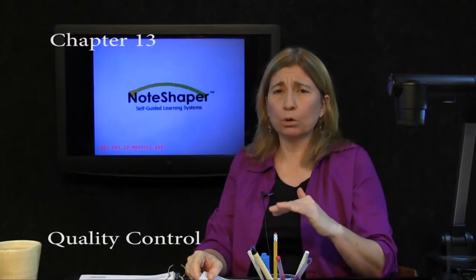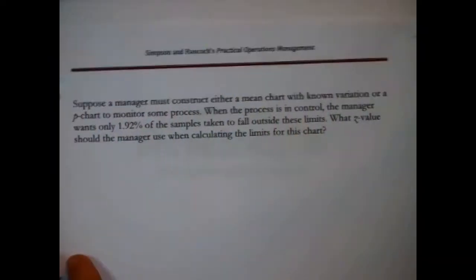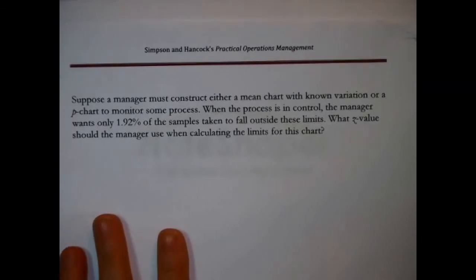Anytime you set the upper control limit and the lower control limit on a quality control chart, you're going to be taking a risk. What is that risk? It's essentially the risk of being wrong. That's the risk that's mentioned here in this problem.